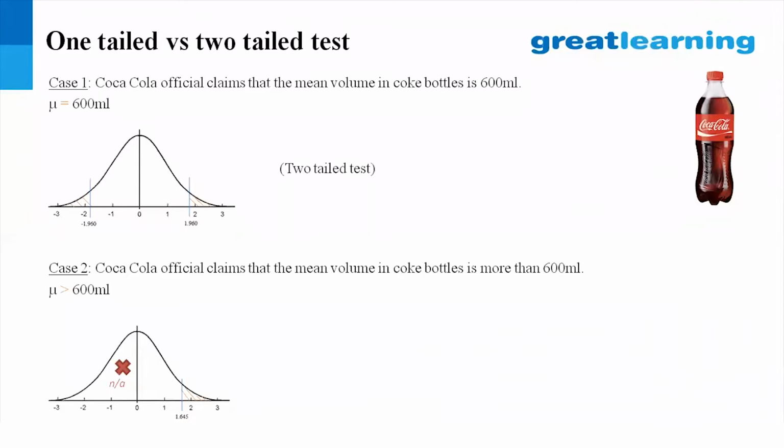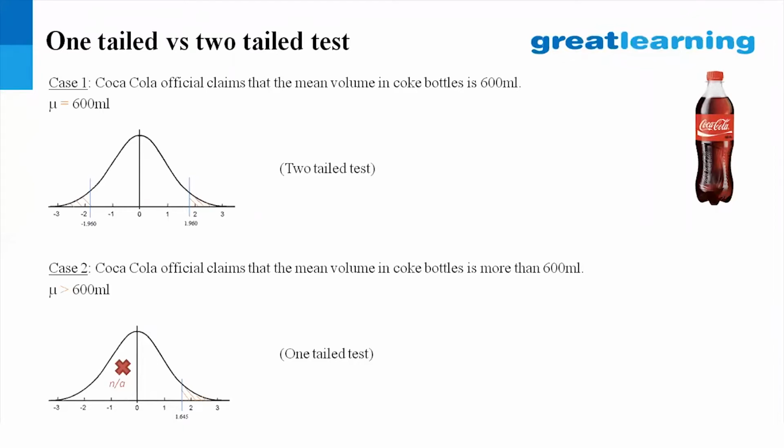So you can say that as long as it is greater than 620 also, or 630 also, whatever that number comes out to be, you're going to fail to reject the null hypothesis. But according to the claim that is given to you, that it is greater than 600 ml, this becomes a one-tailed test. One thing to keep in mind here is, since this is a claim being made, the Coca-Cola officials are making this claim or an assertion.